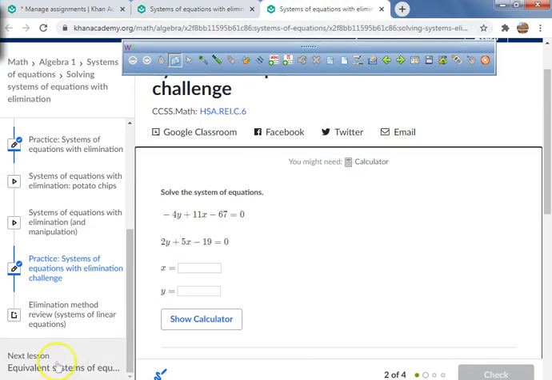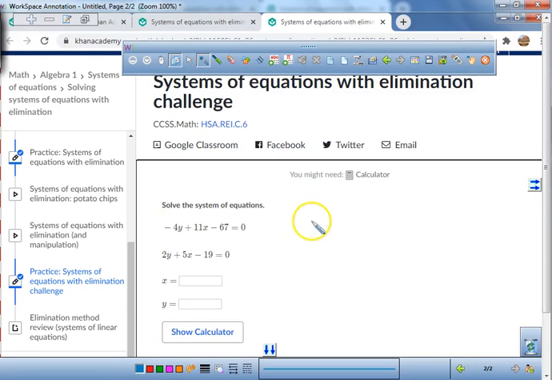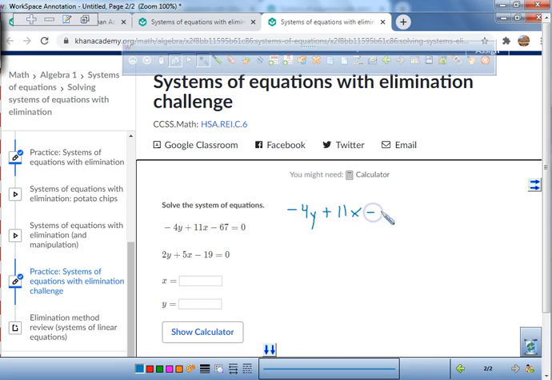Write these down. So what we're going to do right now is we're going to carefully write these down in our journal. I'd like you to write down negative 4y plus 11x minus 67 equals 0. And then right underneath it, please write down 2y plus 5x minus 19 equals 0. You are putting them in your journal, and you're not going to be watching me do the math. You're going to be doing the math with me. Okay? So do it with me.